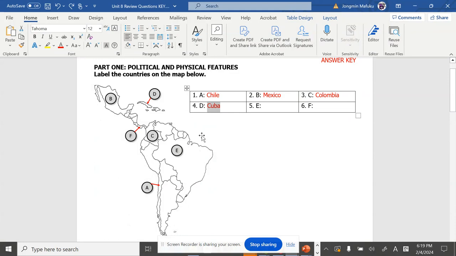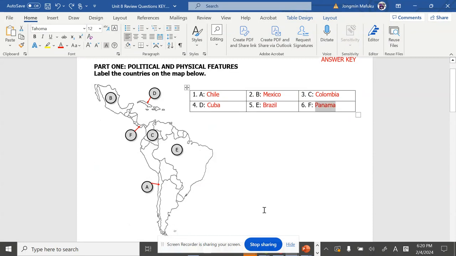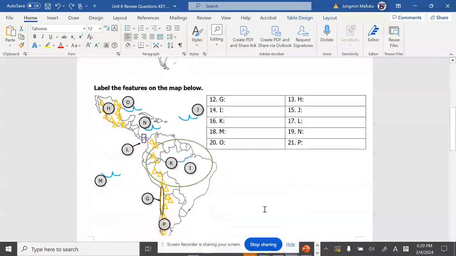And then we go to E. E is in the south of Cuba, and we know this country, huge, huge, huge rainforest, Brazil. And 6F, we got this country that is connected North America and South America, and the answer is Panama. Let's move to physical. This is too easy.